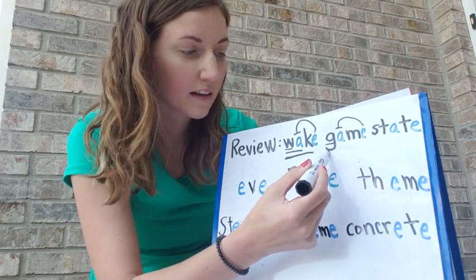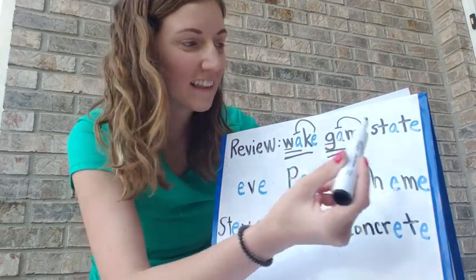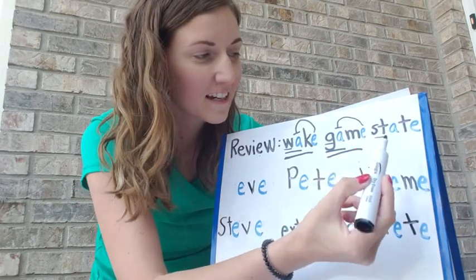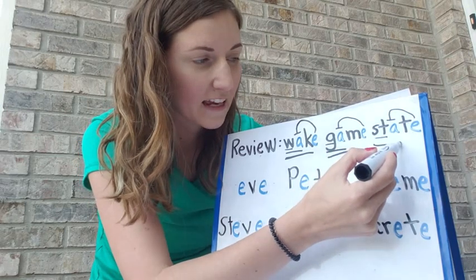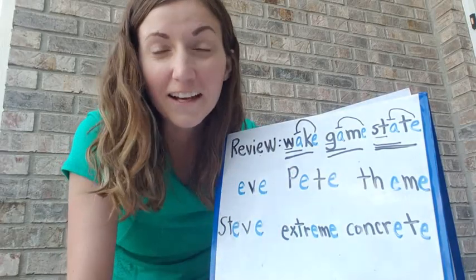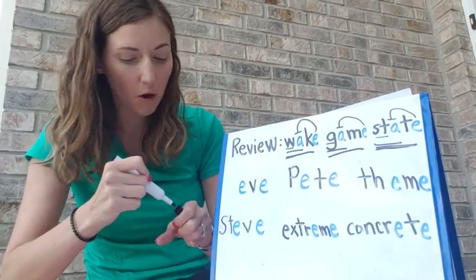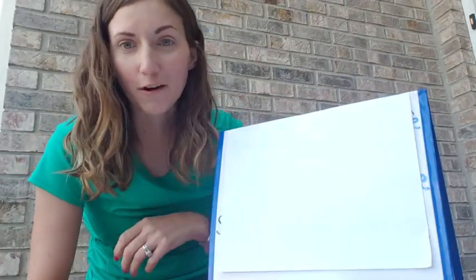G. Gay. Game. Last one. Ooh, I have a blend here. S-T. St. Now the E makes the A say its name, so stay, state. Like we live in Indiana. That is our state. All right, let's go back to our new card now that we've finished our review.